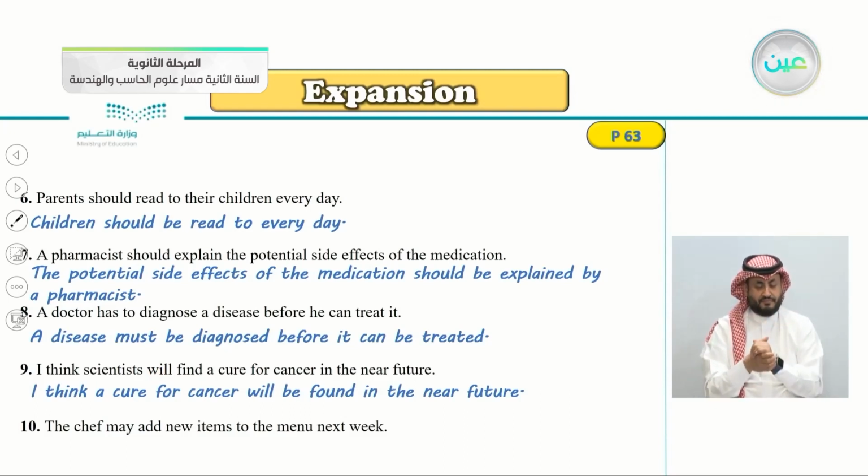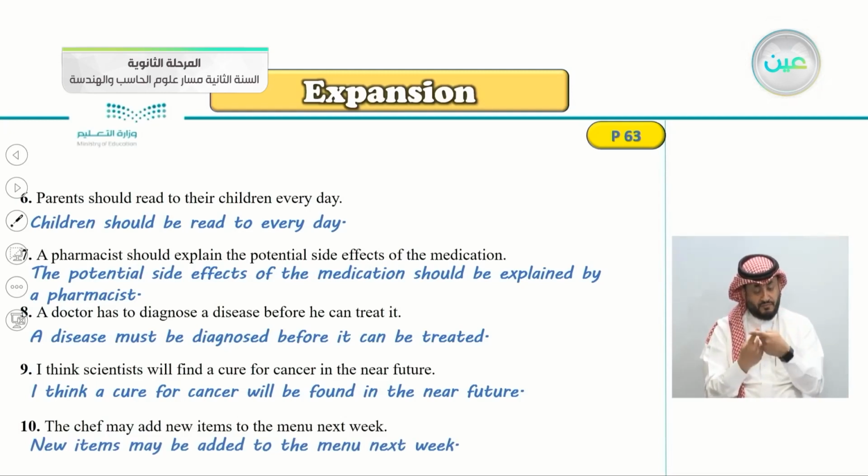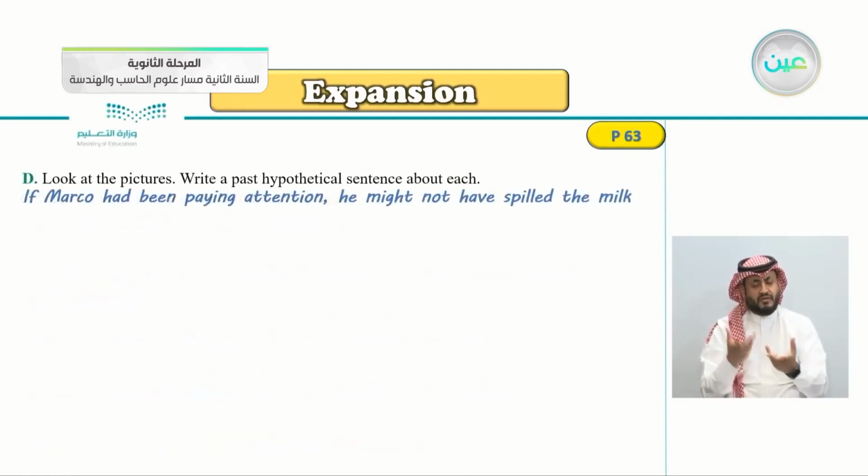Number 10, the chef may add new items to the menu next week. The chef may add new items to the menu. So begin with the object, very good. New items may be added to the menu next week. By who? If you want to add the subject, by the chef.